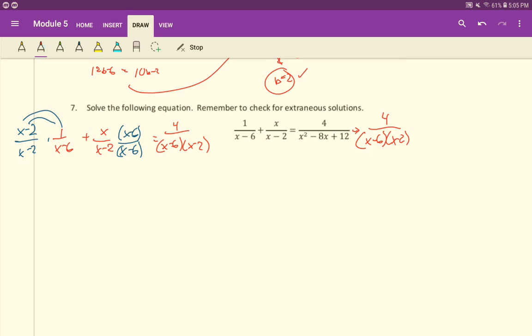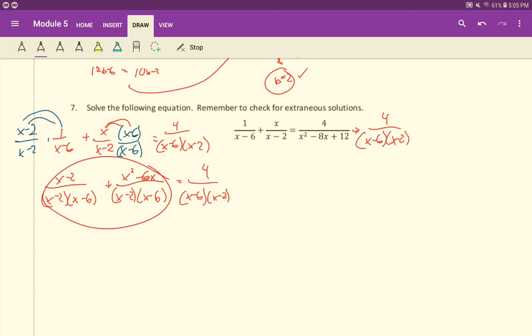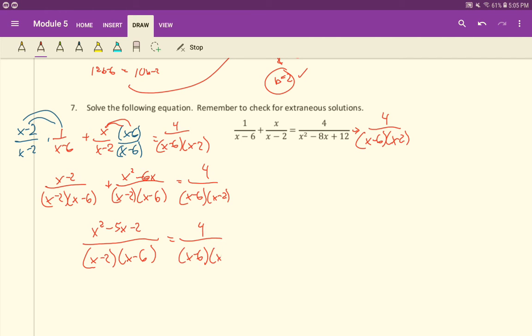Okay, distribute the 1. So it becomes x minus 2 over x minus 2 times x minus 6. Distribute the x. So we'll have x squared minus 6x all over x minus 2 times x minus 6. And then we still have the 4 over the x minus 6 times the x minus 2. Okay. So now, add these up, right? Combine like terms. So we're going to get x squared minus 6x plus the x becomes minus 5x, and minus the 2, all over x minus 2 times x minus 6, equals then 4 over x minus 6 times x minus 2.